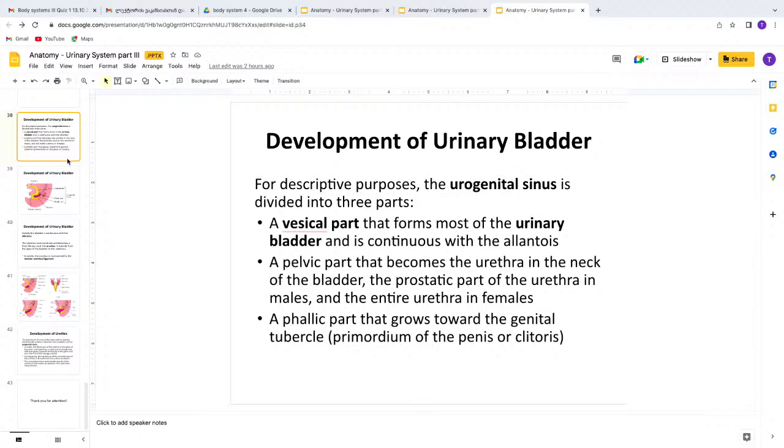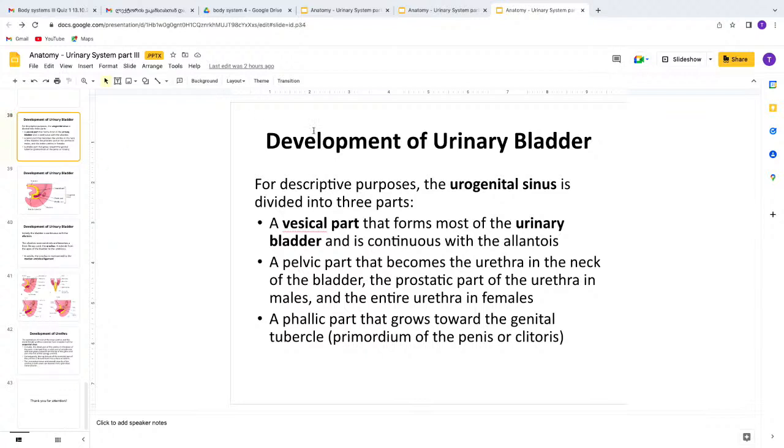As you remember, I mentioned that we have the urogenital sinus, right? And the urogenital sinus is divided into 3 parts. The visceral part forms most of the urinary bladder and is continuous with the allantois. I will show you the pictures of that. We have the pelvic part that becomes the urethra in the neck of the bladder, the prostatic part of the urethra in males, and the entire urethra in females. And the phallic part grows towards the genital tubercle, and this is the primordium of the penis or clitoris.